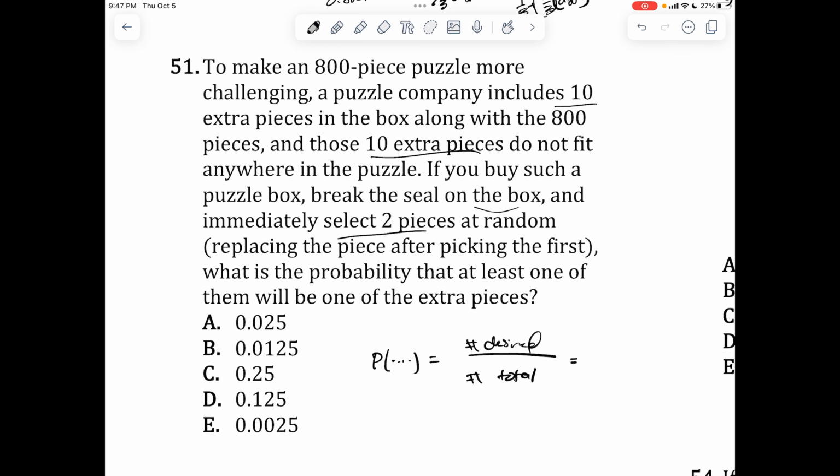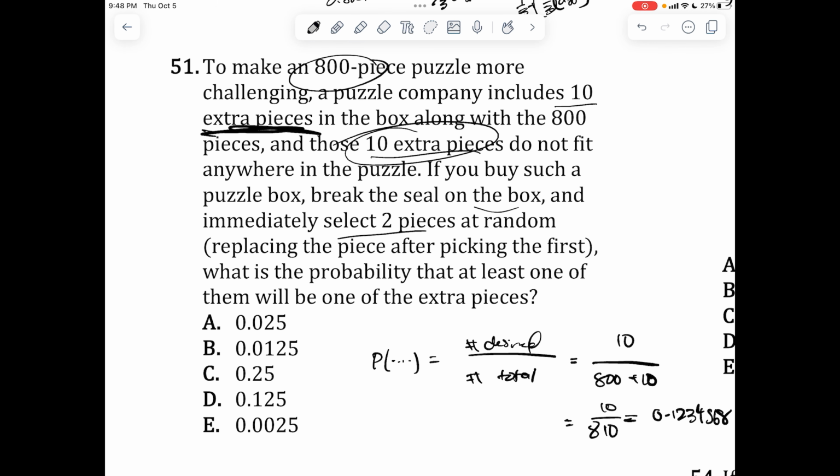We want to pick out of these 10 extra pieces, right? 10 outcomes divided by what's the total? It's 800 pieces plus 10 extra pieces. So 800 plus 10. That's going to give you 10 over 810. So what's the probability that at least one of them will be one of the extra pieces?